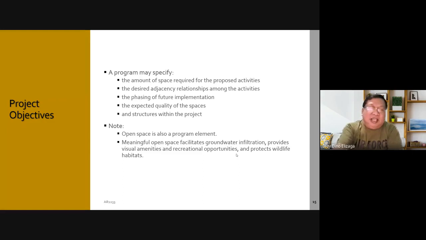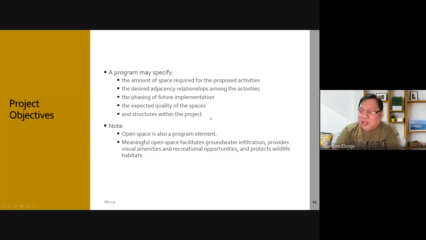And so the output is a written program of requirements, which states or specifies the amount of space required for the proposed activities, the desired adjacency relationships among the activities, the phasing of future implementation, because the project may be implemented by stages. So the expected qualities of the spaces and the structures within the project.